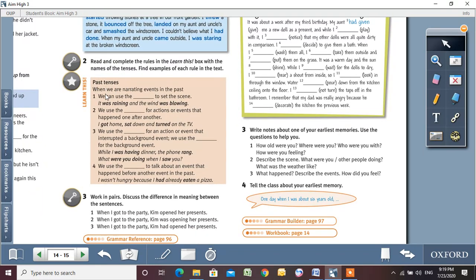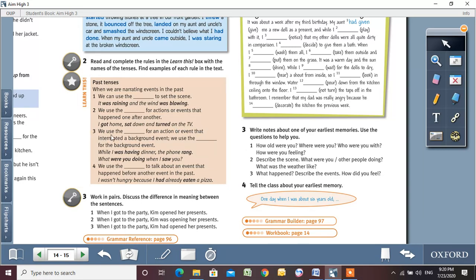Past tenses. When we are narrating events in the past, number 1, we can use the past continuous to set the scene. It was raining and the wind was blowing. Number 2. We use the past simple for actions or events that happened one after another. For example, I got home, sat down, and turned on the TV.